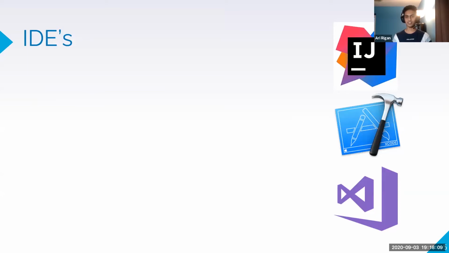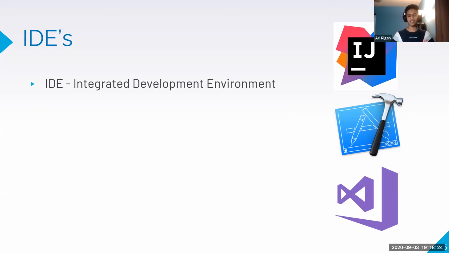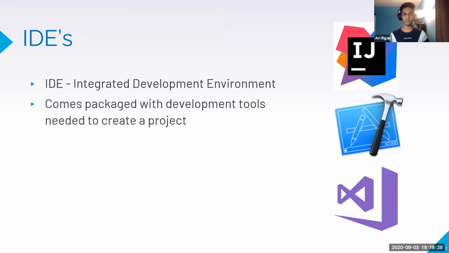So IDEs are things like IntelliJ, Xcode, and Visual Studio. This is not to be confused with Visual Studio Code. Visual Studio Code is a text editor. Visual Studio is an IDE. So IDE is an integrated development environment, meaning that it comes with pretty much every single dev tool you need to create a project and run it. So this does not depend on any extensions. You install it and you're ready to code.